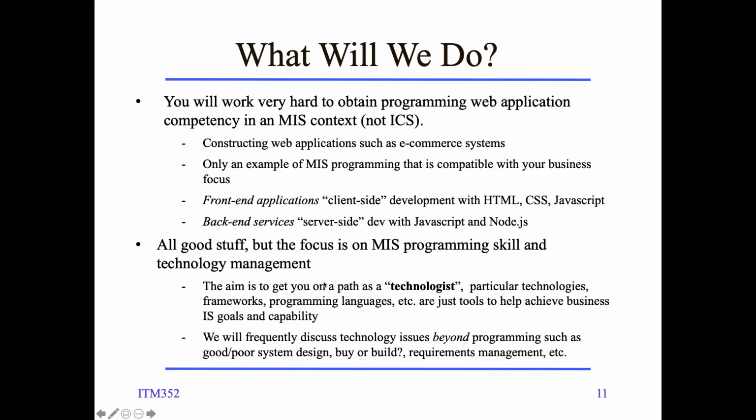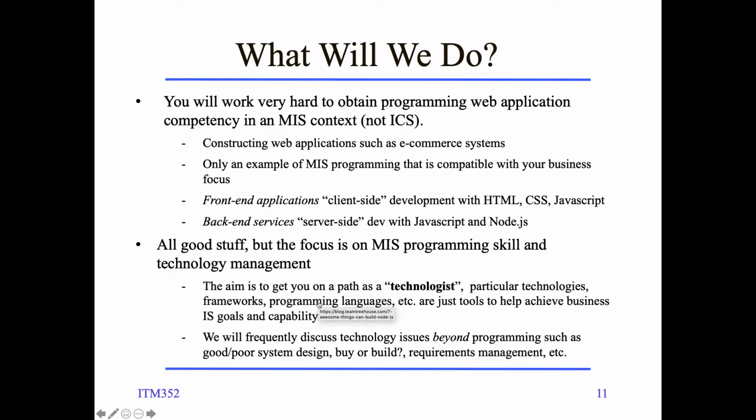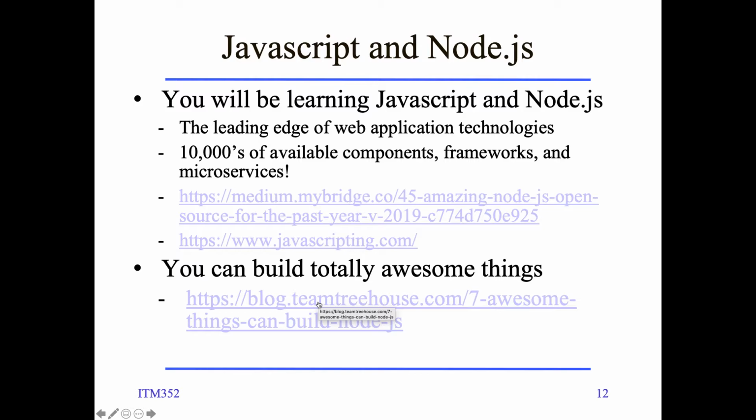Eventually, it shouldn't really matter what technologies, frameworks, and programming languages. It doesn't matter that we're just learning JavaScript. It shouldn't matter, because eventually any programming language would be something that, if necessary, you would be able to pick up and use. We frequently discuss different technology issues beyond programming, such as good and poor programming, systems design, why should I buy versus build this, how do I manage the requirements, how do I understand what the requirements are, etc. Things that will start introducing you to what you're going to be doing in some of your other classes after 352.